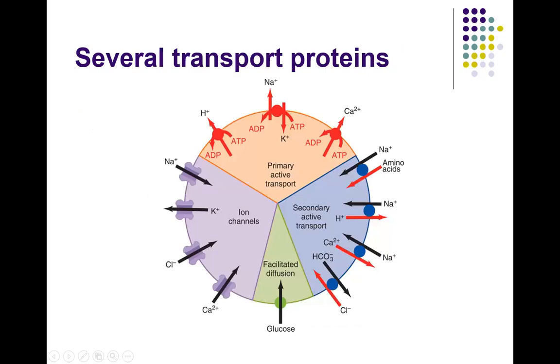Here, this is showing you several different kinds of transport, so we can see primary active transport. So like here, this is a proton pump. Here we have basically the sodium potassium pump. So we have sodium going out, potassium coming in. Here's a calcium pump here.